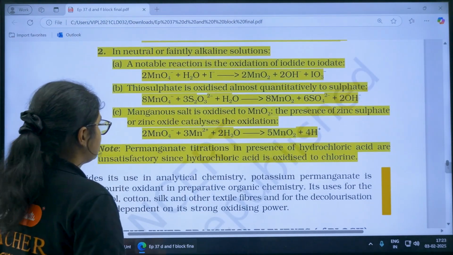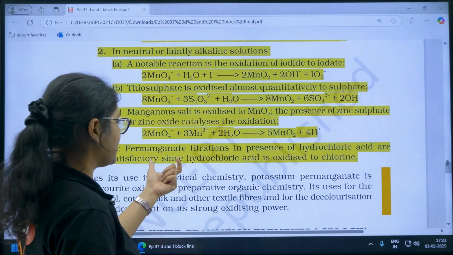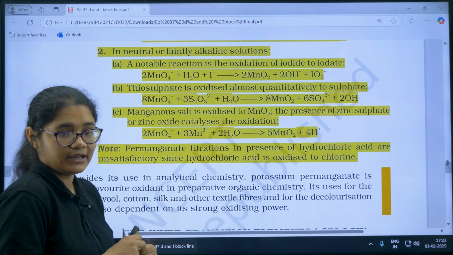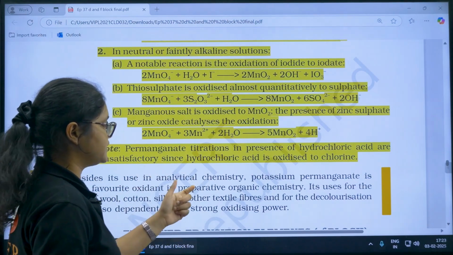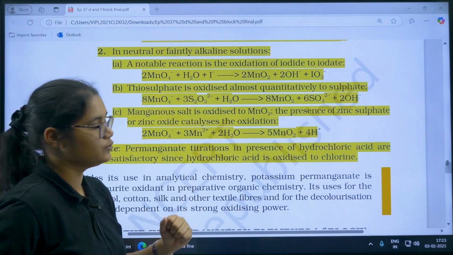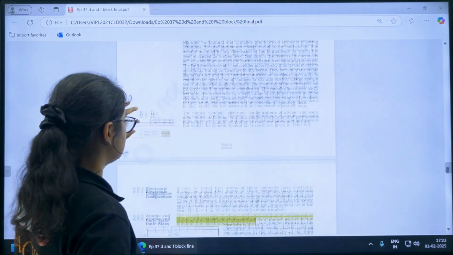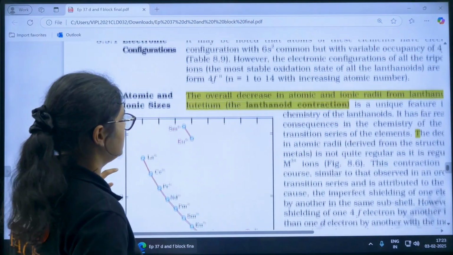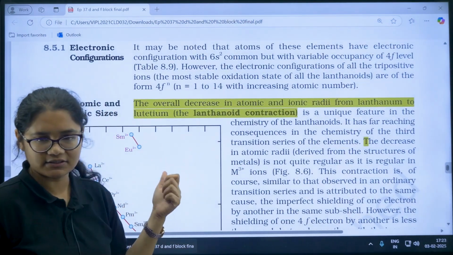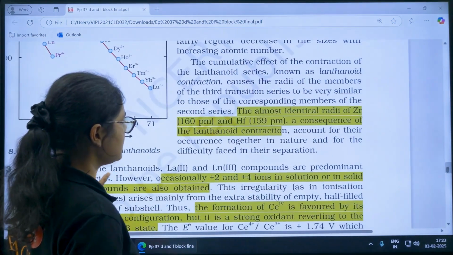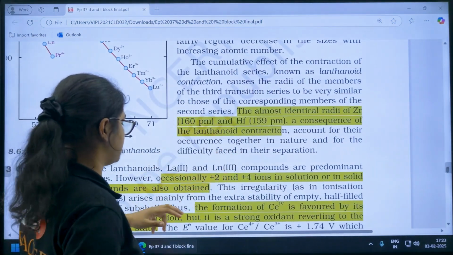Yes, so next is very important here: permanganate titrations in the presence of hydrochloric acid are unsatisfactory because permanganate ions oxidize hydrochloric acid to chlorine gas. Okay. Next we have inner transition metals, so nothing much important here. So again, what is lanthanide contraction? We have already studied that. So next, the size is given, that is also there.